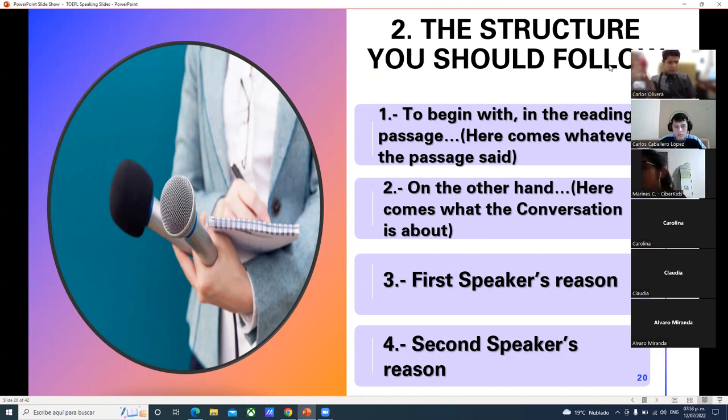Yeah, wonderful. It's perfect. Carlos' response is very good. As you can see, that is exactly what you have to do for the rest of your students. To begin with, the reading passage, you move on, you move on, and that would be your response.